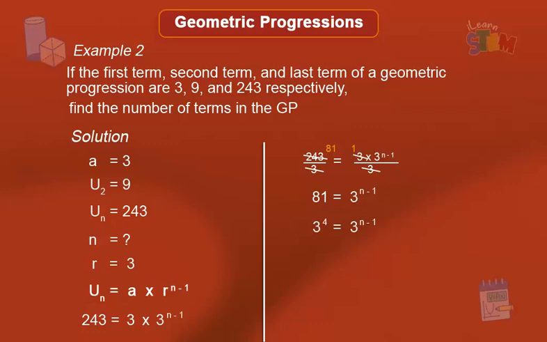Since the bases are the same, we'll equate the exponents. To isolate n, we collect like terms. So we have 4. When minus 1 moves to the left-hand side, it transposes to a positive number. Equals n. 4 plus 1 is 5. Therefore n equals 5. So, the GP has 5 terms.